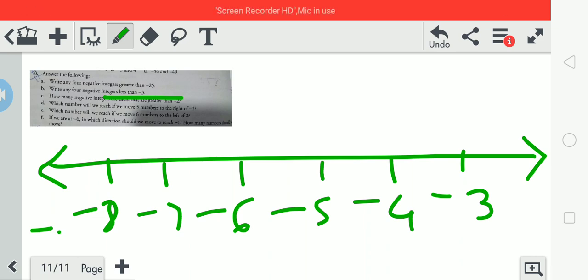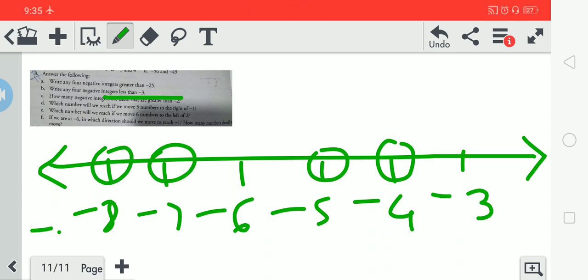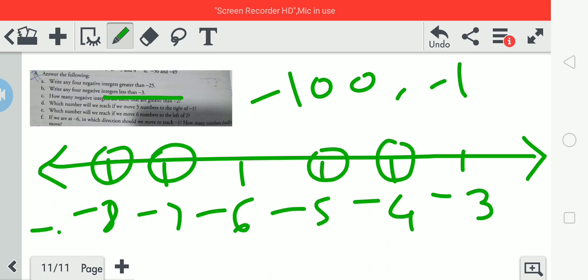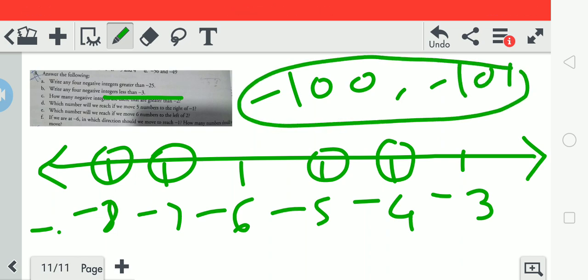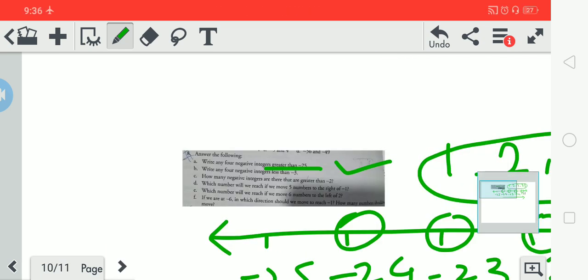So the numbers that are at the left side of minus 3, those numbers are the smaller ones. As we want 4 numbers, you can take any 4 numbers, like minus 4, minus 5, minus 7, minus 8. You can take minus 100 also, minus 101 also. Why? Because these numbers are lying to the left side of minus 3. Hope you get both questions. Once more we will repeat.